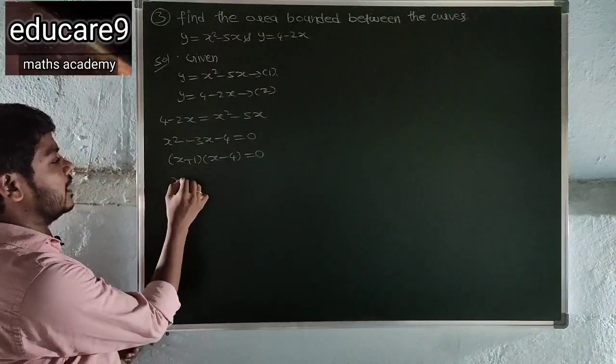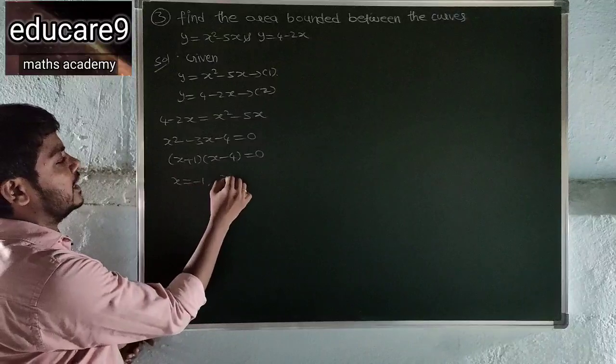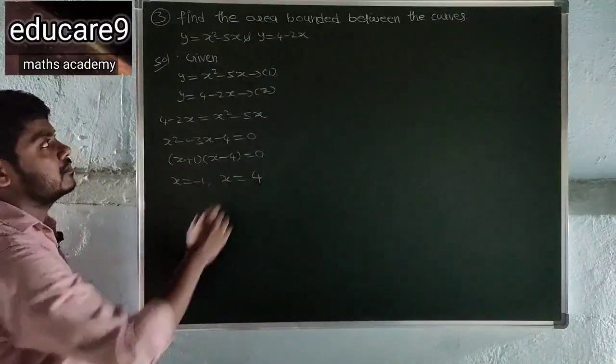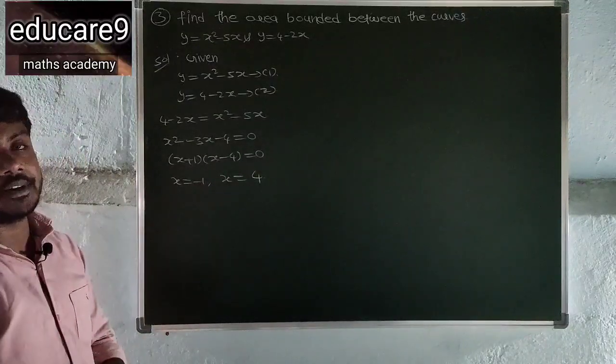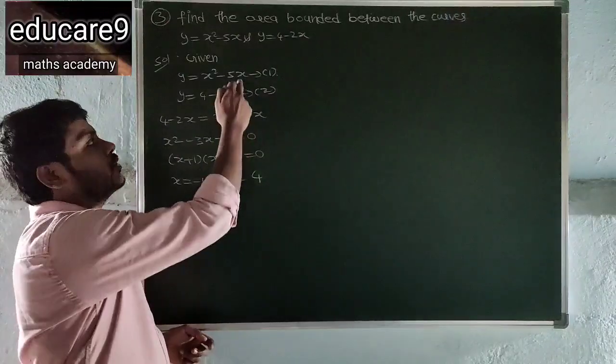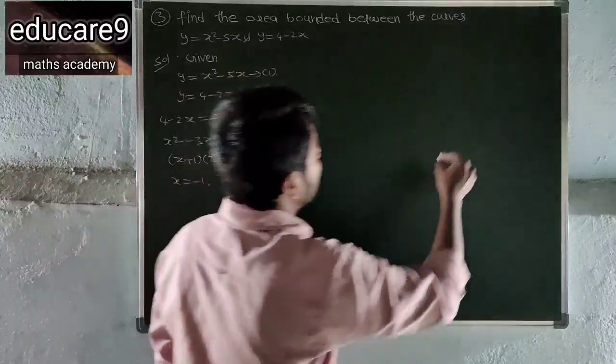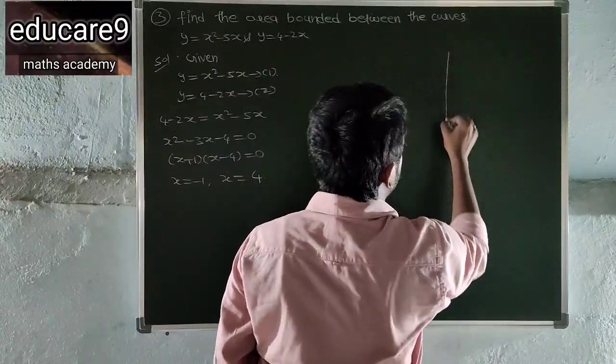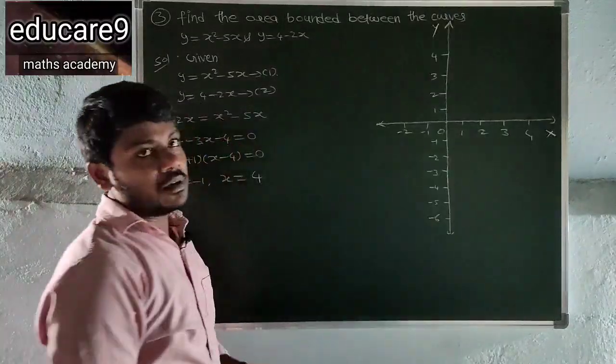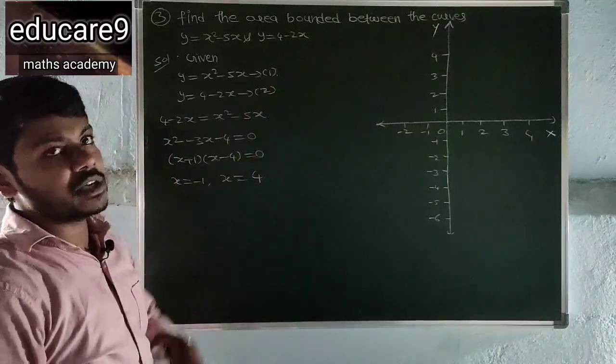Now clearly x is equal to minus 1, x is equal to 4. So clearly these are the points of intersection. Now you have to draw the graphs of equation 1 and equation 2. So for that, consider the coordinate axis. Now draw the graphs of equation 1 and equation 2.